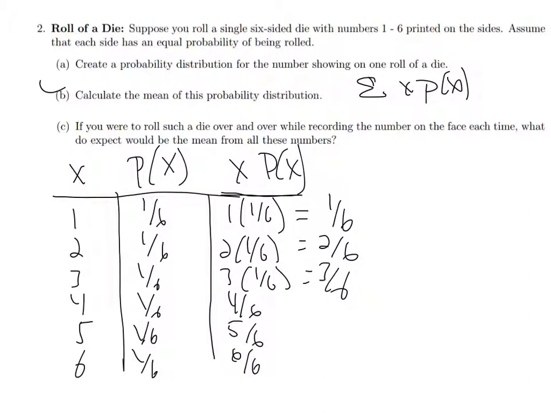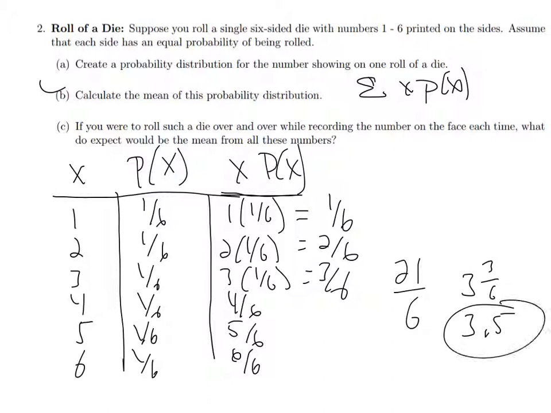Now if we add all those up, we're going to get 1, 2, let's see, so that's 3, 6, 10, 15, 21. So 21 out of 6, and if we reduce that and make that a mixed number, well, let's see, 6 goes into 21 3 times, which is 18. 21 minus 18 is 3, so 3 out of 6, which is 3.5, and that's what the correct answer is. So in the long run, we're going to get on average 3.5 dots on our die.